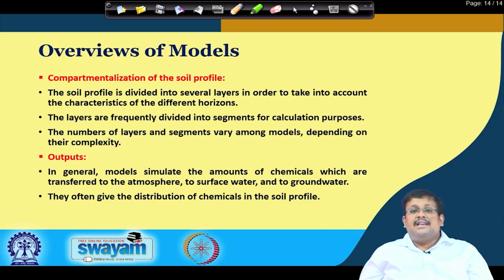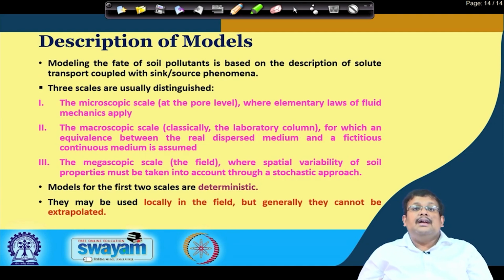The second aspect we discussed is the compartmentalization of the soil profile, where the soil profile is divided into several layers in order to take into account the characteristics of different horizons and how they are interrelated to each other. Finally, the third aspect is output, which often gives the distribution of the chemicals in the soil profile. So, these are the 3 major aspects which I talked about.